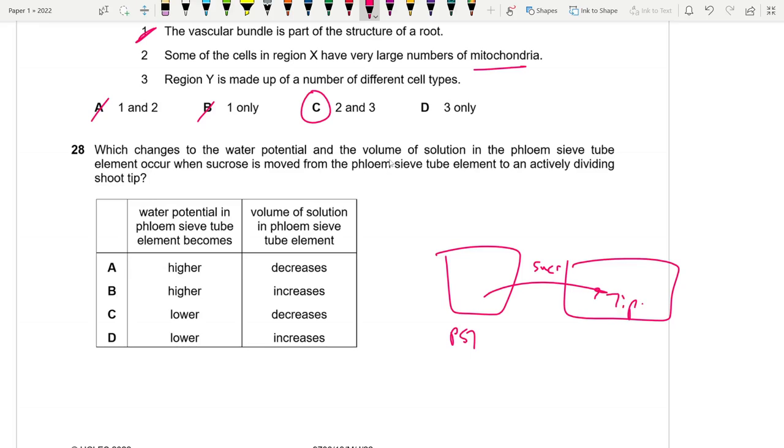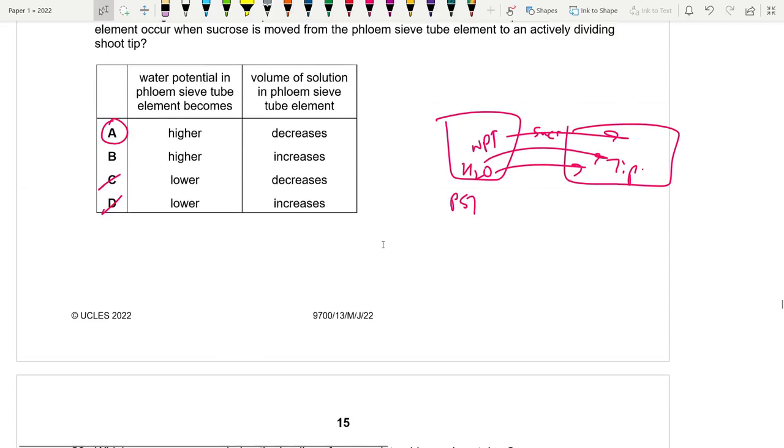Why? Mainly because you're getting a solute out from the cell. It's like losing ions. If you lose solutes, basically water potential increases. And due to that, excess water will now flow out of the phloem sieve tube into surrounding areas. So the volume also decreases. Okay? So there will be an increase in the water potential due to loss of sucrose, and a loss of water which results in a decrease in volume.